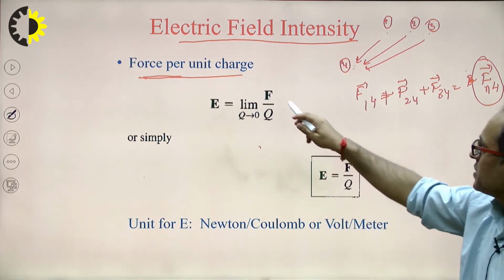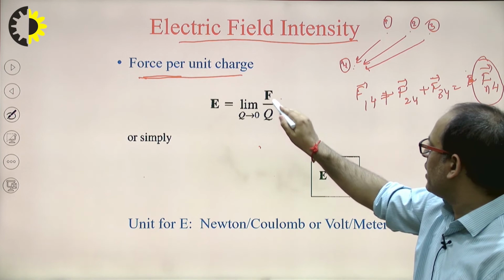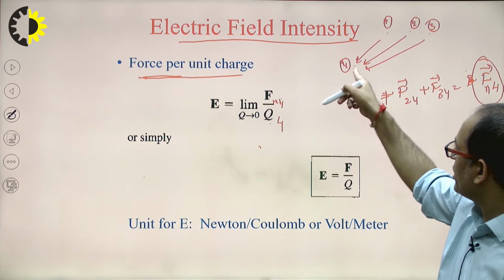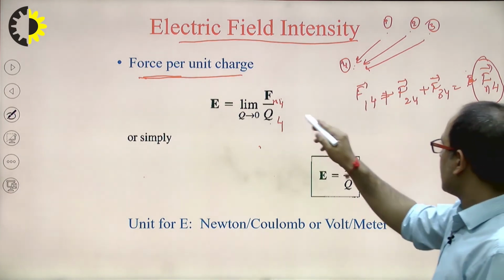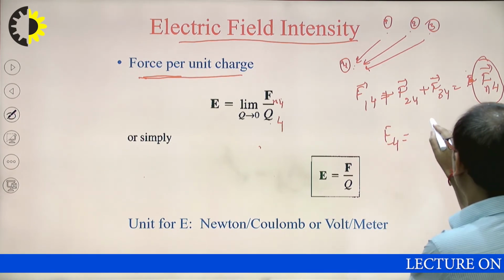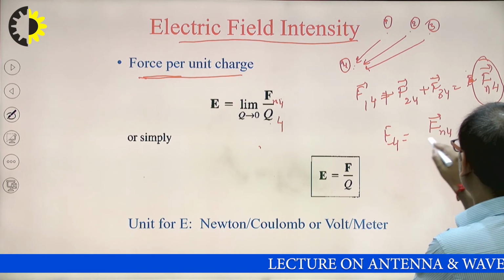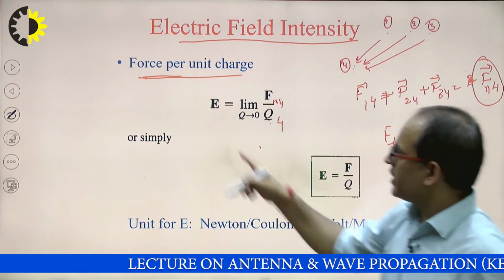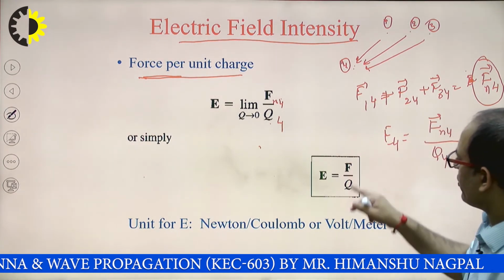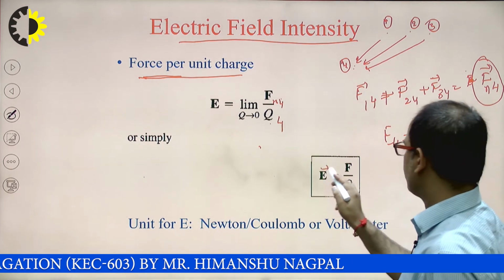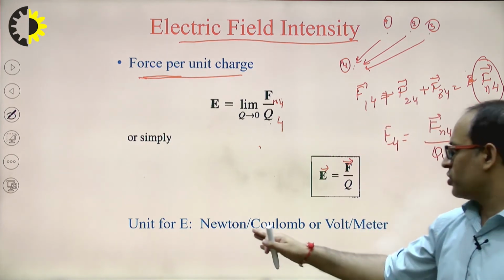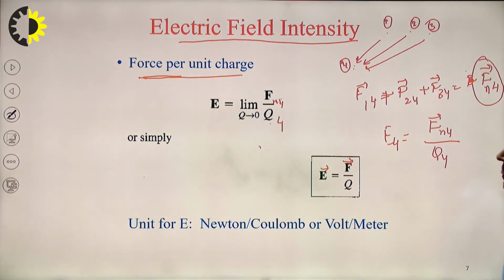So at this point electric field intensity will be what? Force per unit charge, that is F N4 divided by Q. Q is the point charge at this point. That is, electric field at this point 4 will be equal to Fn4 divided by Q4. That is the electric field intensity. So electric field intensity is equal to F by Q. These are all vector quantities. Clear? So unit for E will be Newton per Coulomb or volt per meter.